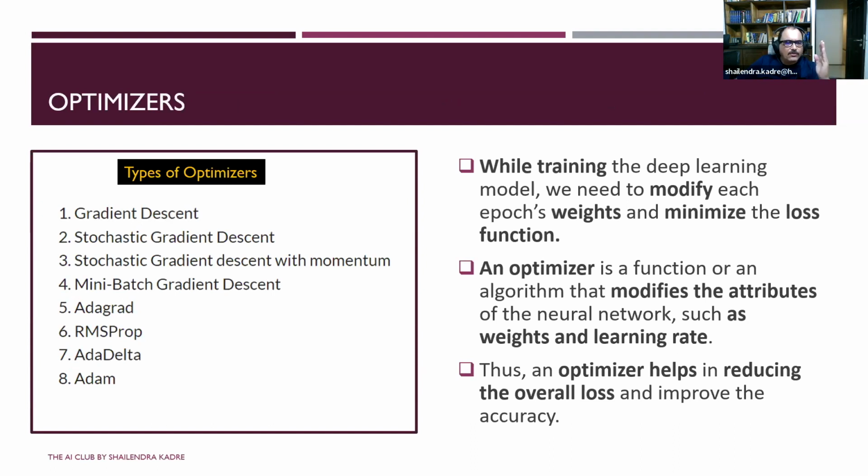So now, here, I have listed eight commonly used optimizers: gradient descent, stochastic gradient descent, stochastic gradient descent with momentum, mini batch gradient descent, AdaGrad, RMSprop, AdaDelta, and Adam. Each of these is a very complex mathematical function, which we are not going into detail of. But we'll definitely see when to use what.